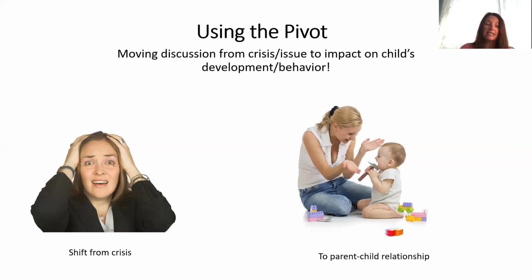The home visitor listens empathetically to the parent's crisis and then redirects the conversation back to how that crisis is impacting the child. Also, it's important that the home visitor turns to the parent to ask about that child's behavior or development. Always bring it back to the child.